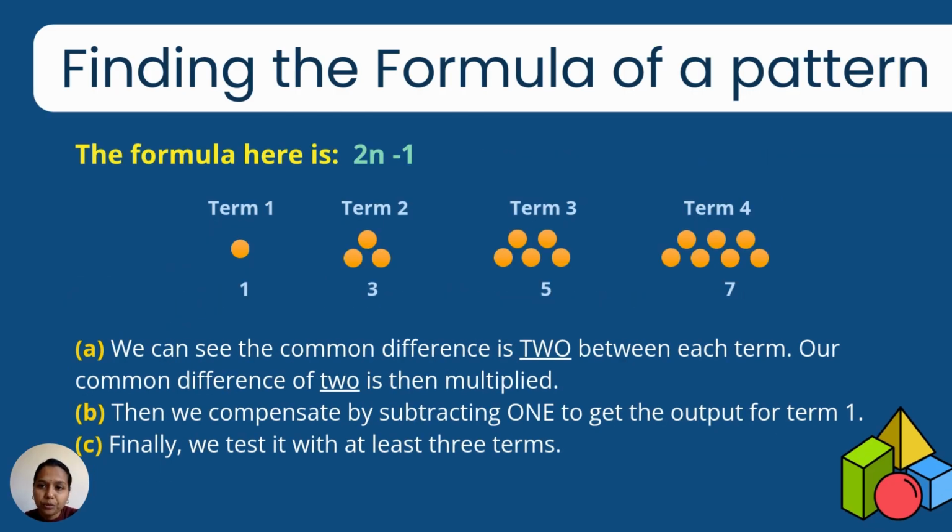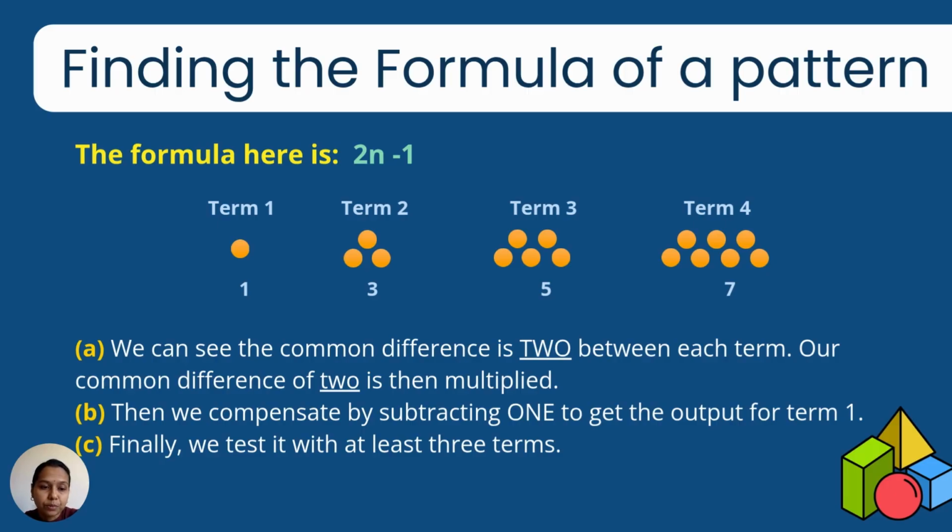So I have an example for you. The formula is given as 2n minus 1, and we need to look at the pattern. So our pattern shows us term numbers on the top. Term 1 shows us there's only 1 dot. Term 2 shows us there's 3 dots. Term 3 shows us 5 dots. And term 4 shows us 7 dots.